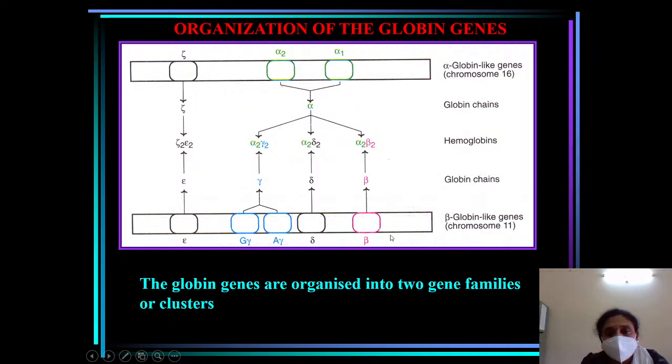Now here, this is chromosome number 11. On chromosome number 11, the single beta gene is responsible for the formation of 2 beta chains, and along with that it also contains one delta gene, which is responsible for the formation of hemoglobin A2, since it is composed of 2 alpha and 2 delta. And there are 2 gamma genes which are responsible for synthesis of fetal hemoglobin. Along with this, it also contains the epsilon gene, which is active during embryonic life.